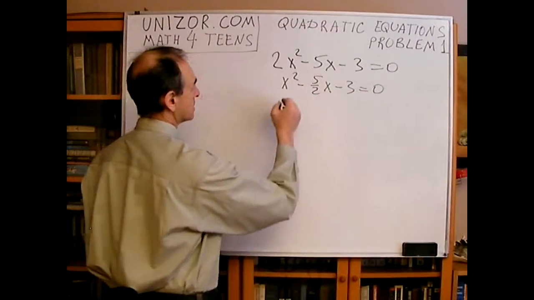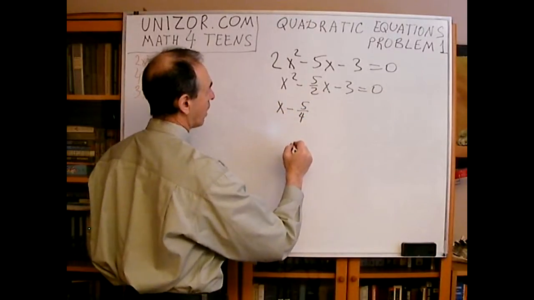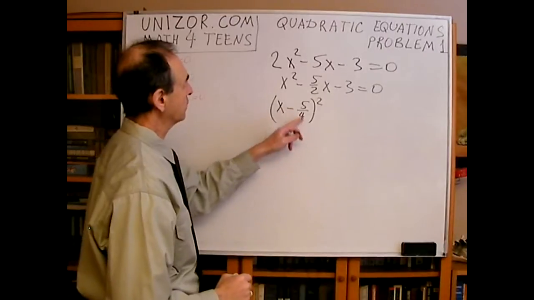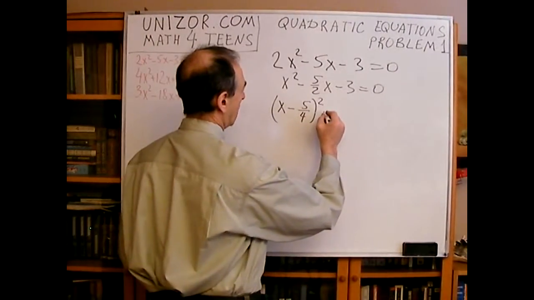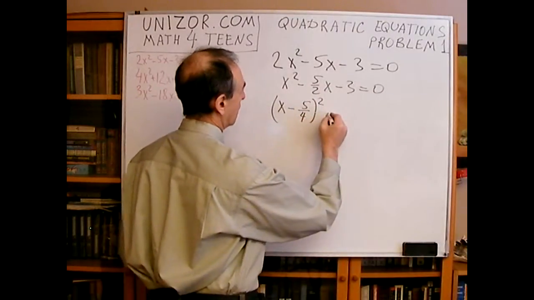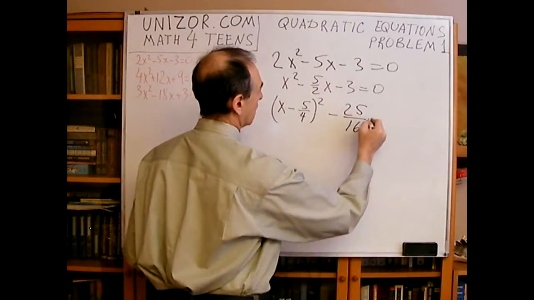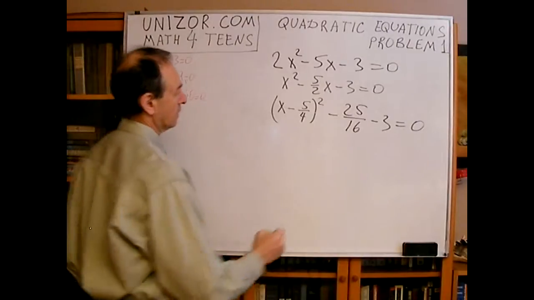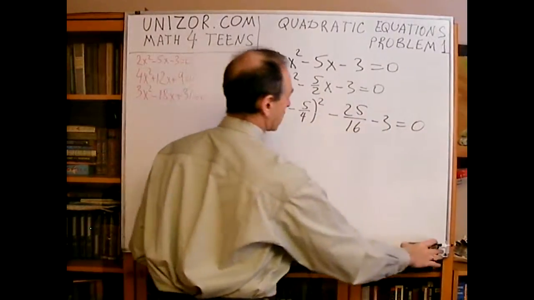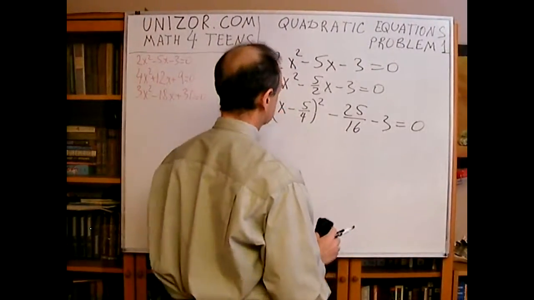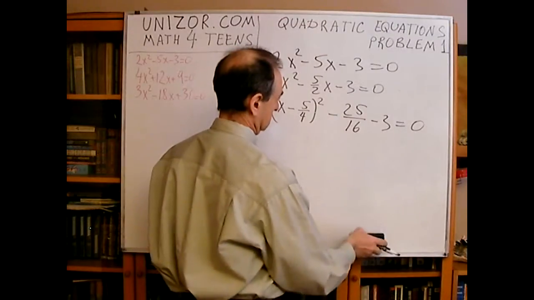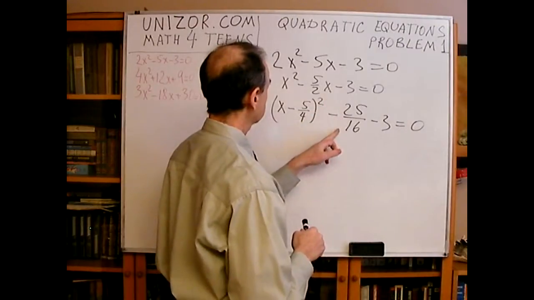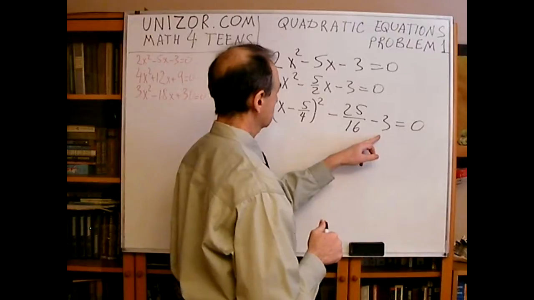And represented this as x minus 5/4 squared, right? Because that would give me 5/2x. X squared minus 5/2x. And then I have 25/16. So I have to subtract 25/16 and minus 3. And that would be my equation. So just let me combine these together. 25/16 and minus 3.